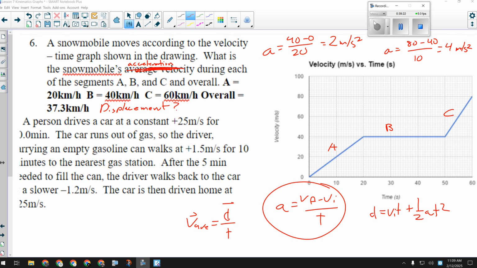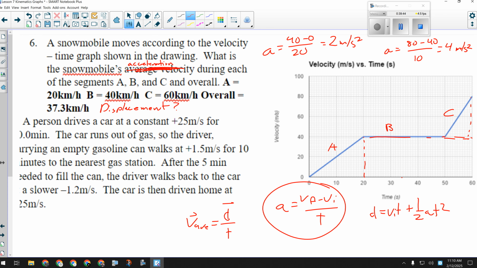So there are 2 ways to calculate the total displacement here. The geometry way, which probably a lot of you did, where you went, all right, I need the area of this triangle, I need the area of this whole rectangle here, and this triangle up here. Totally fine to do it that way.